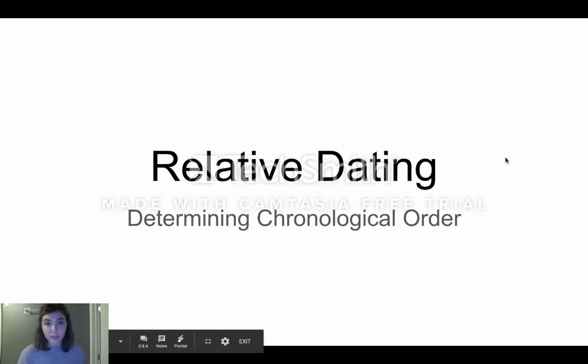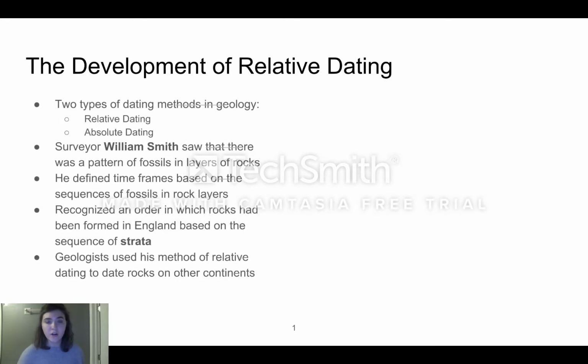I'll be focusing on relative dating, which is determining a chronological order of rock layers. There are two types of dating methods, relative and absolute. We are working with relative, which deals with chronological order, while absolute gives rock layers specific ages and time periods. With relative dating, we are also looking primarily at sedimentary layers, just based on how they deposit over time and the methods that we use to then layer these rock sequences in order.